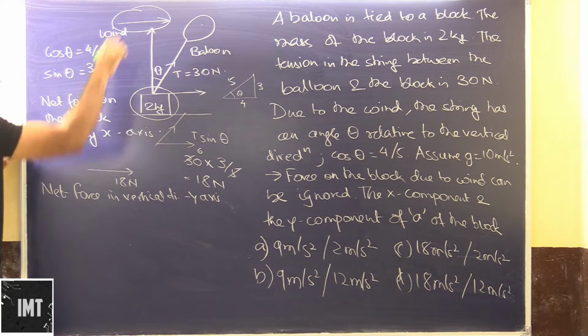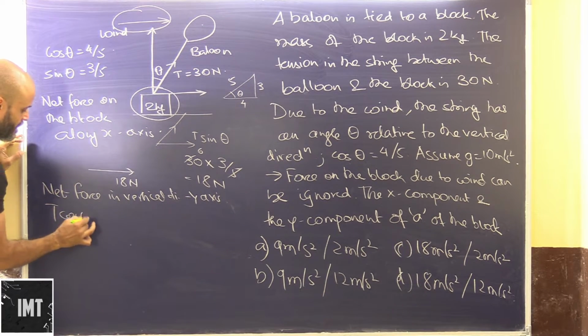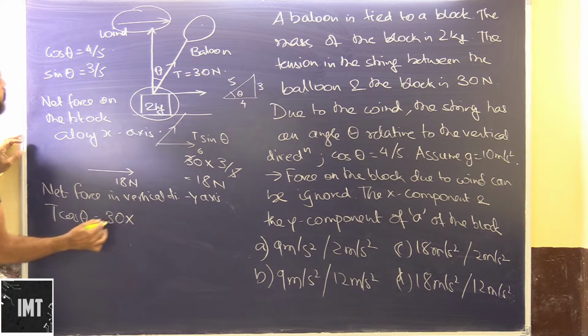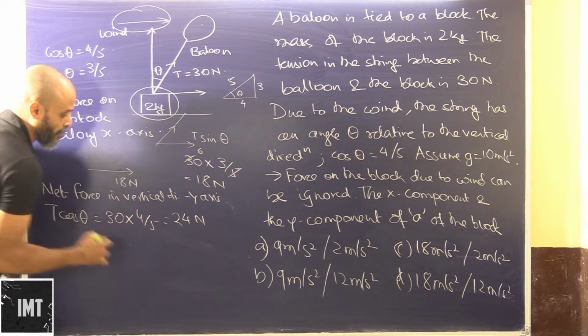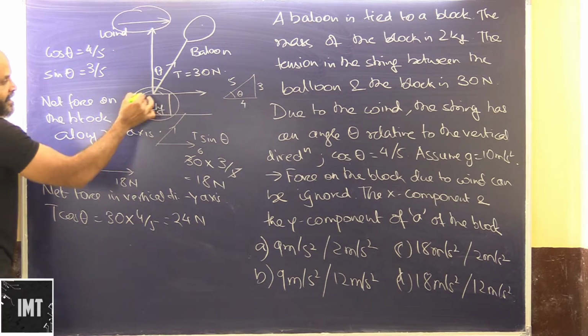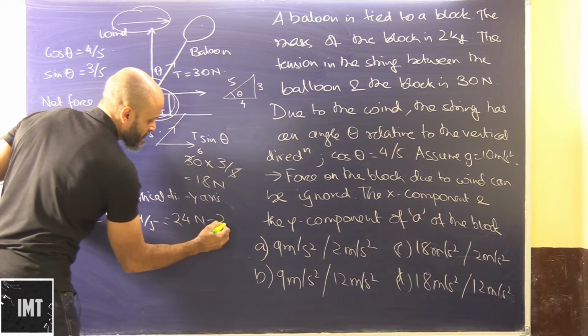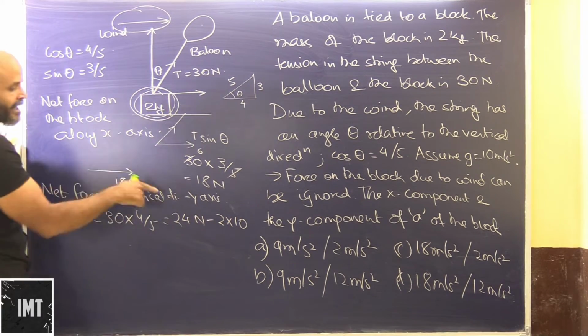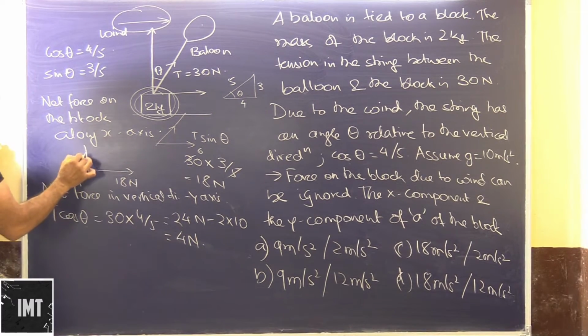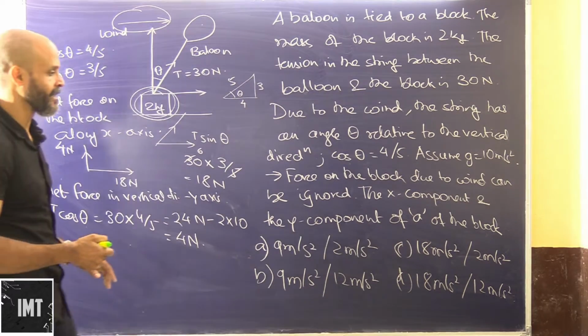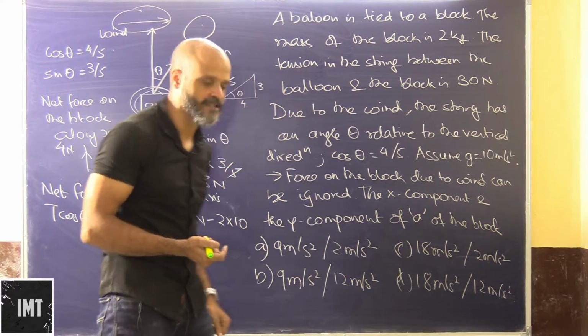This will be T cos theta, that is 30 into 4 by 5, that is 24 Newton, minus its weight, which is minus 2 into 10, 2 kg, so 2 into 10. So that will be 4 Newton. Okay, so this 4 Newton is acting along this direction, this 18 Newton is acting along this direction. Now all we need to calculate is the acceleration of the block.